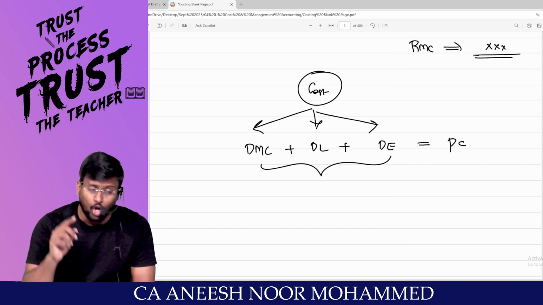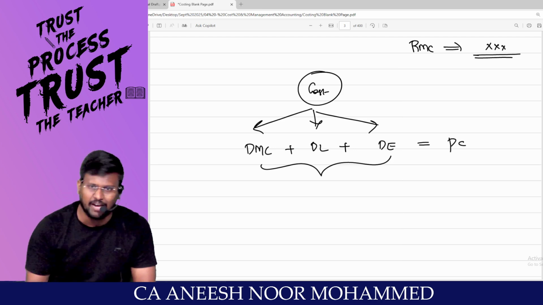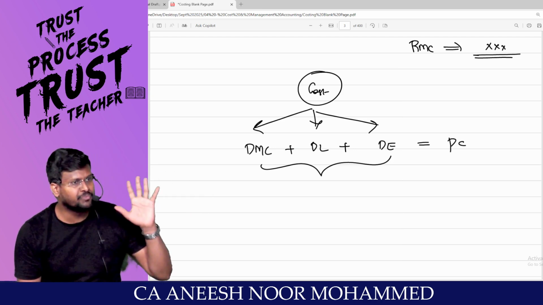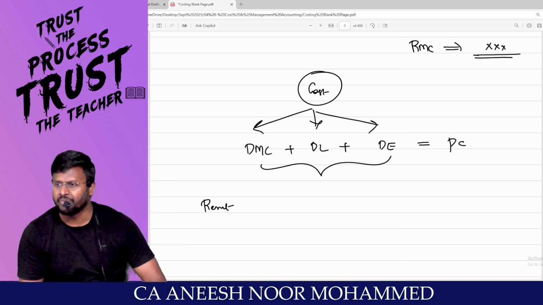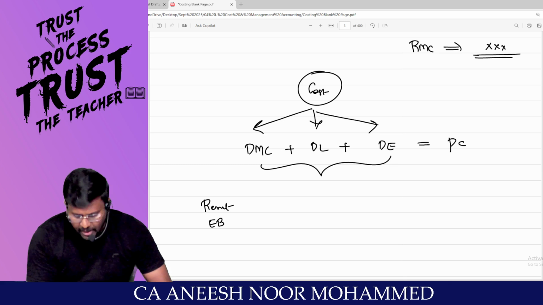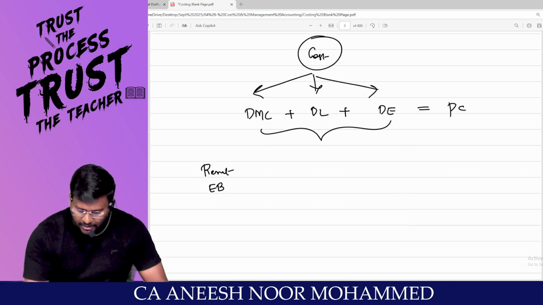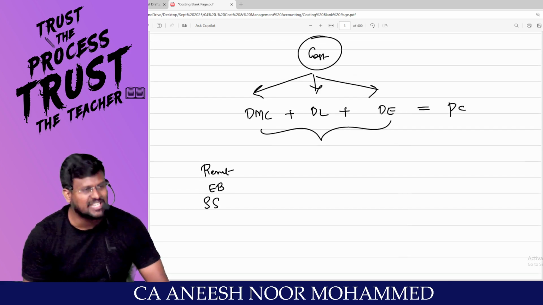I cannot manufacture the product on the road. I have to manufacture the product in a factory. In the factory, I will be paying rent for the factory, I will be paying the electricity bill, and I will be paying the supervisor's salary.